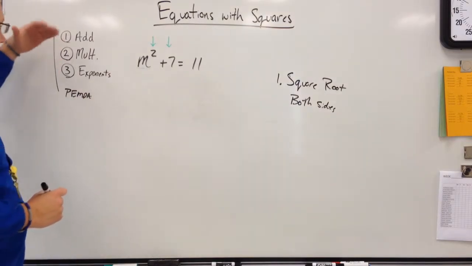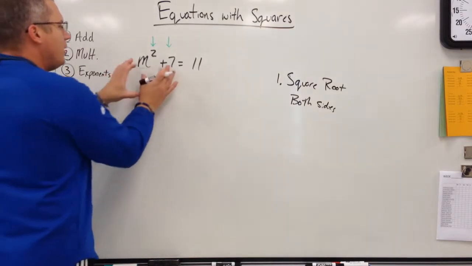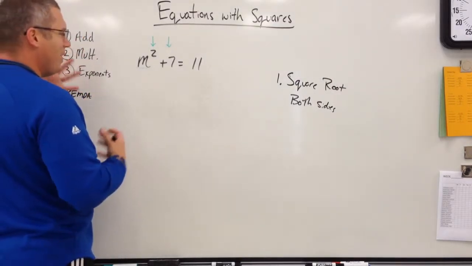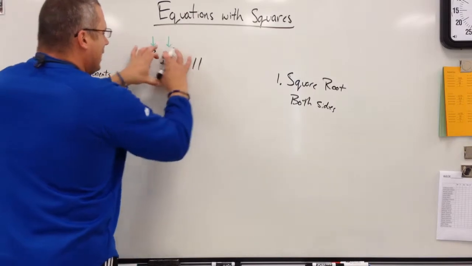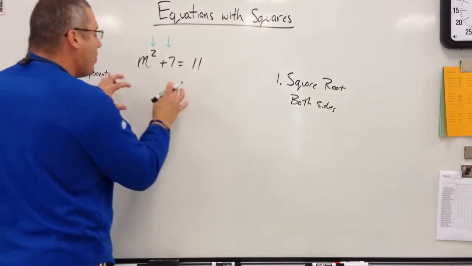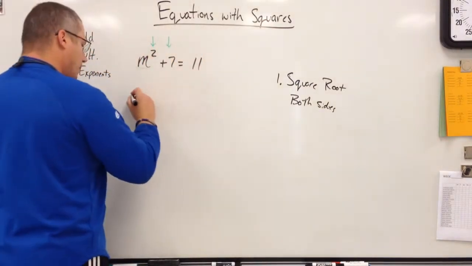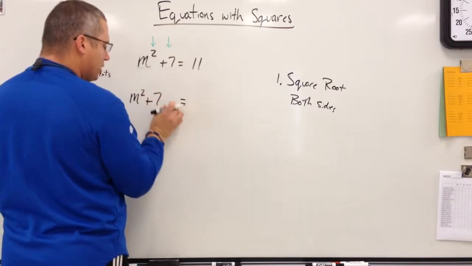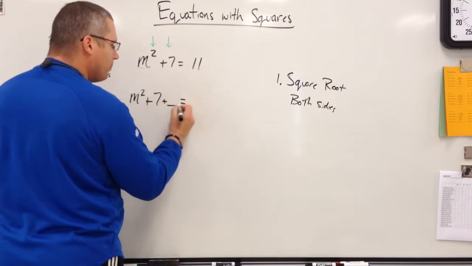But I'm going backwards: add, multiply, exponents. So let's take my equation, and step one says get rid of the added number. So I'm going to take this and open it up. I'm going to add things to the side. M squared plus 7, that's my original. I'm going to leave space because I'm going to add a number in.